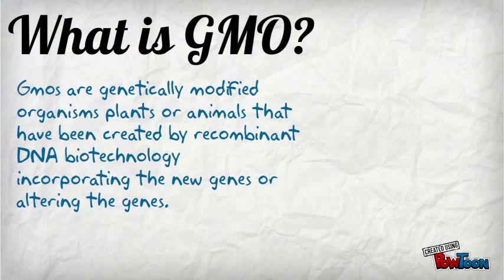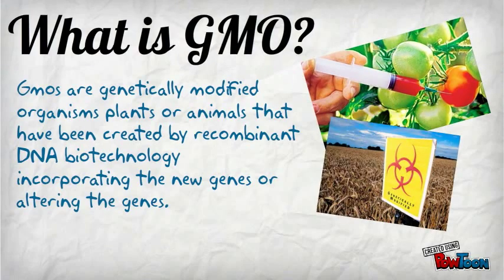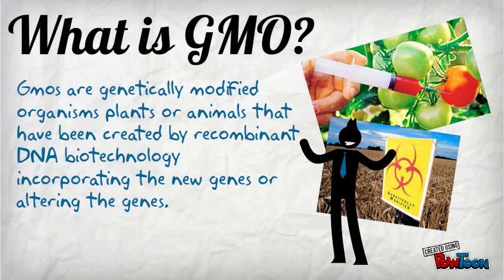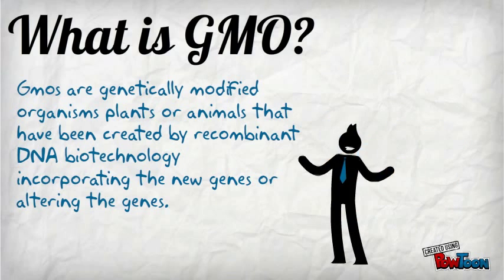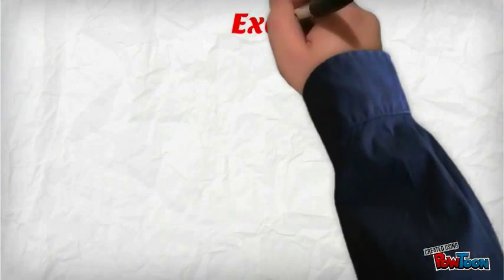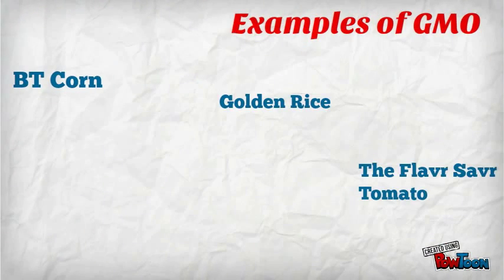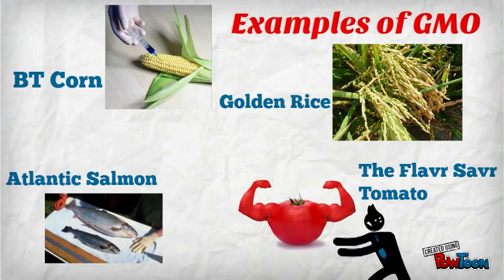What is GMO? GMOs are genetically modified organisms, plants or animals that have been created by recombinant DNA biotechnology, incorporating new genes or altering the genes. Examples of GMO: BT corn, golden rice, the Flavr Savr tomato, Atlantic salmon, and many more.